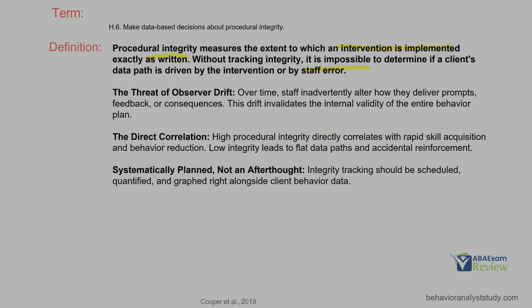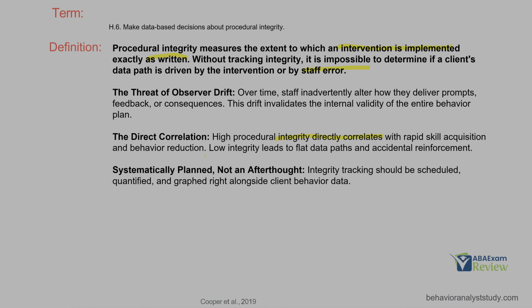There's a correlation between high integrity and better skill acquisition and behavior reduction. Given that your treatment plan is good, given that training is done well, if there is procedural integrity, there's a correlation to better outcomes. It's the reason we also want to focus on parent training and parent fidelity.